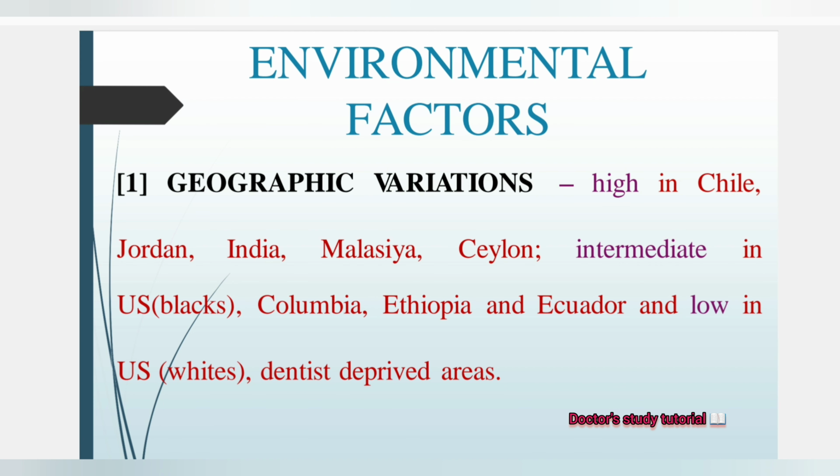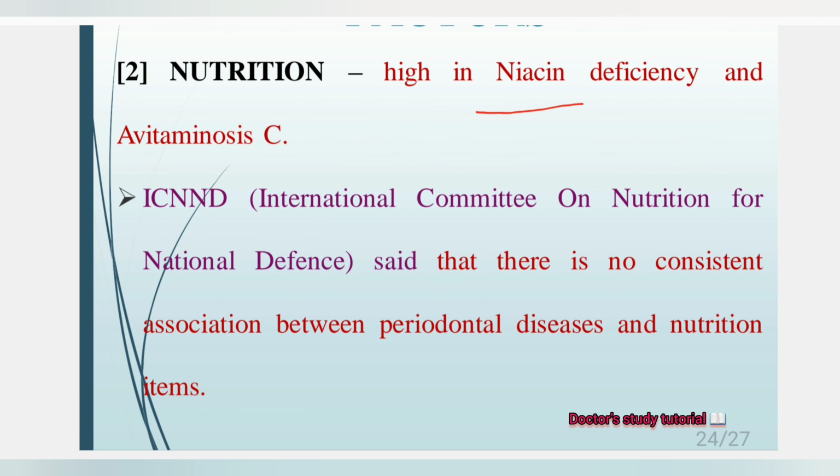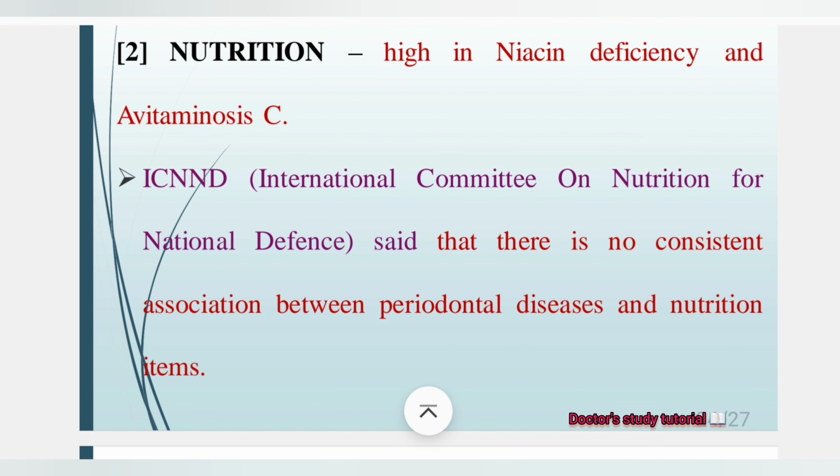The last one is environmental factor. It consists of geographic variation: high in Chile, Jordan, India, Malaysia, Ceylon; intermediate in the USA black, Colombia, Ethiopia, Ecuador; and low in the USA white, dentist deprived areas. Nutrition: high in niacin deficiency and avitaminosis C. The Interdepartmental Committee on Nutrition for National Defense said that there is no consistent association between periodontal disease and nutrition items.